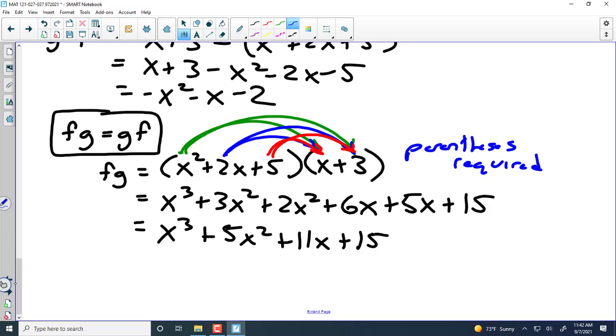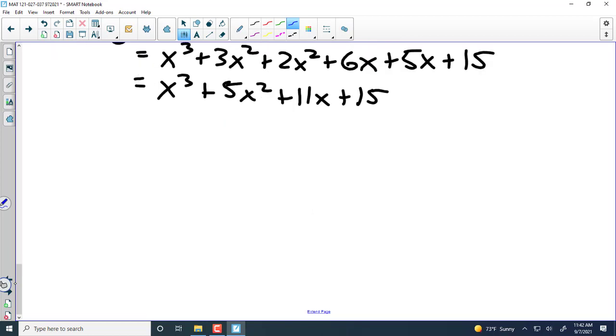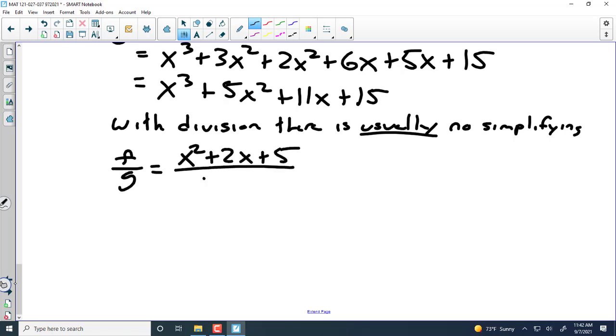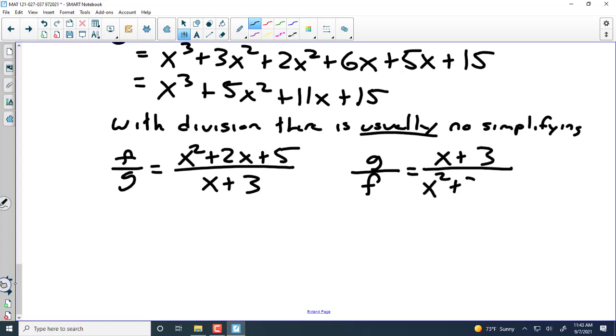Here's the good news, everyone. With division, there is usually no simplifying to do. There's usually not a lot you can do. So f over g, the x squared plus 2x plus 5 over x plus 3, and g over f, the x plus 3 over x squared plus 2x plus 5, and we're done.